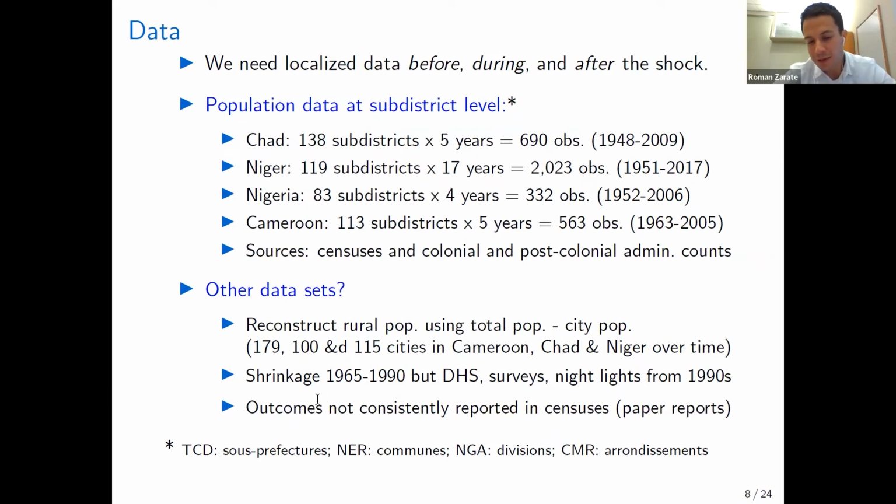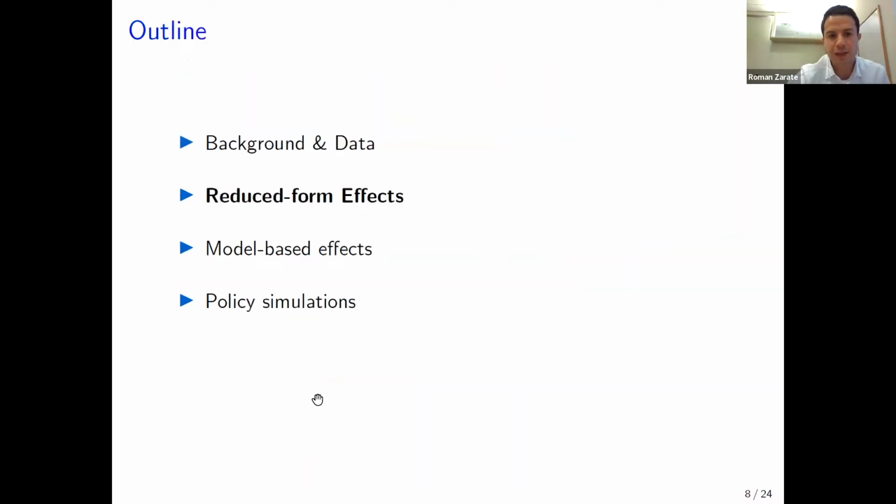However, some of these outcomes are not consistently reported across censuses, which makes it a little bit difficult to run the standard difference in difference specification that we're going to run.